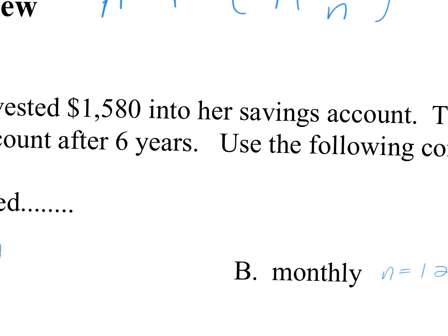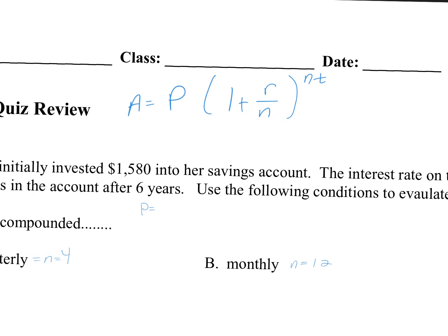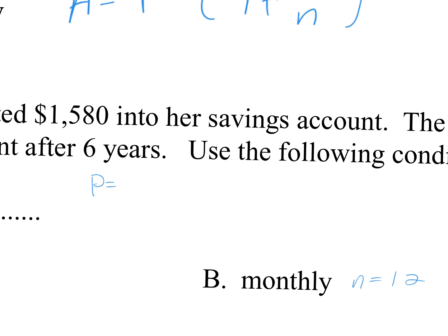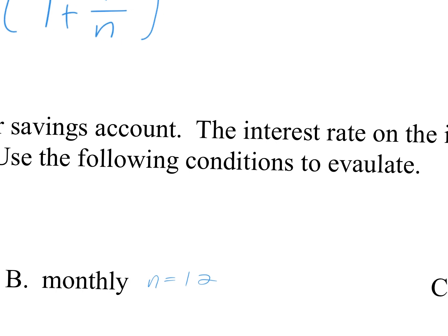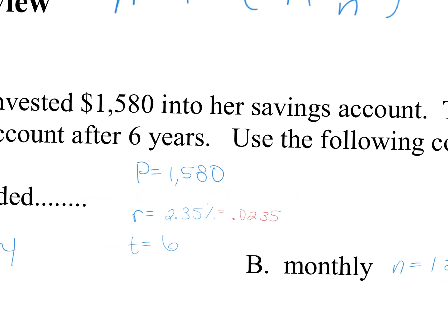So let's go through here and identify the different pieces of our formula. What is the principal? What is the initial amount that's invested? 1,580. Good. What is the interest rate that we are investing at? 2.35%. Is that what we use in our formula? No, you have to use 0.0235. If you don't make that change, you're going to get an error message in your calculator or some crazy random number. And then what is the time in years? 6, okay? We're going to use this same information in all of the problems.